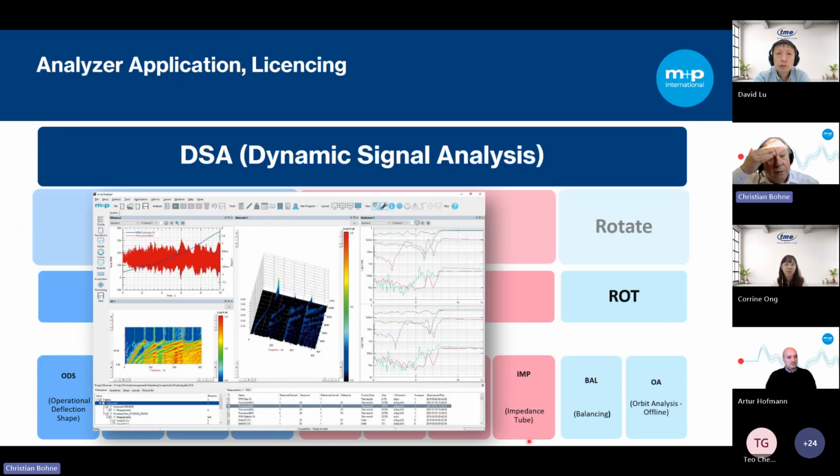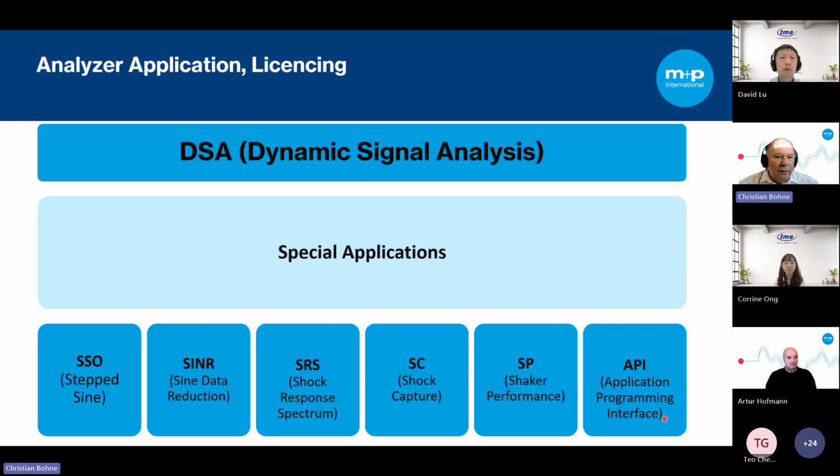Third example is the rotating machinery market. So I'll already show these Campbell diagrams, order cuts. All this is in the rotating machinery package. Based on this, on top, we can do balancing, 1D balancing, 2D balancing, and we also have an orbit analysis on shafts. This is an offline analysis. Right.